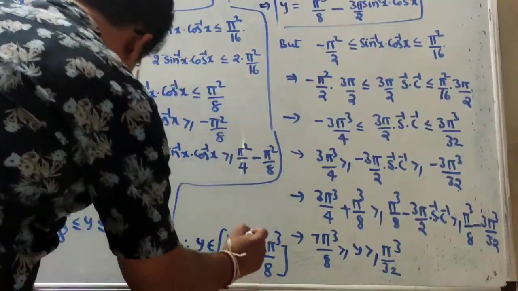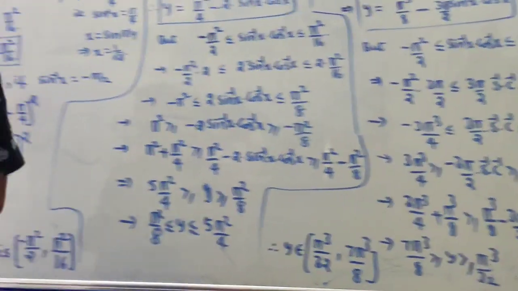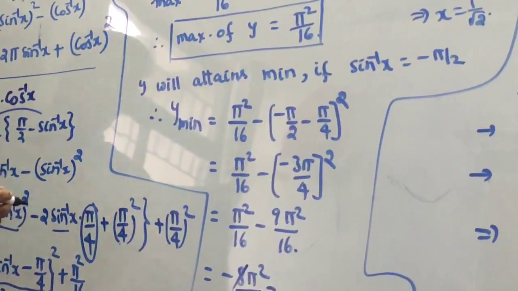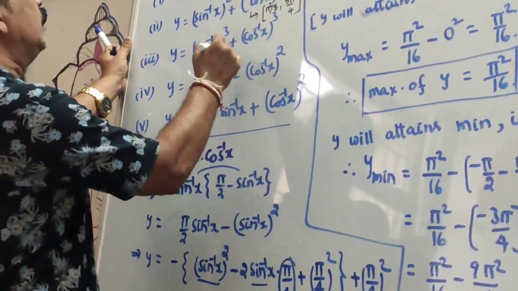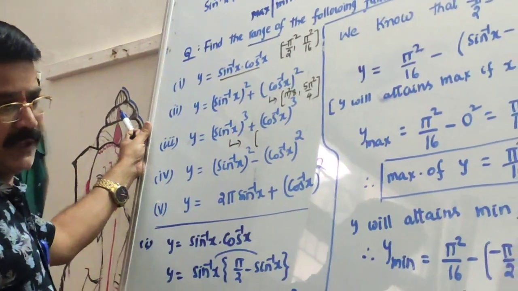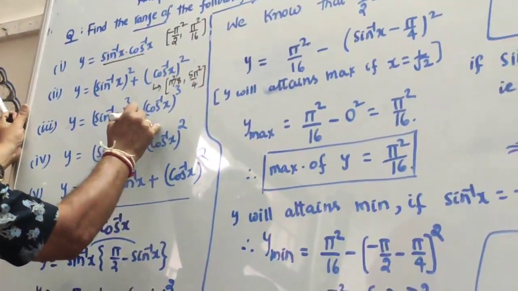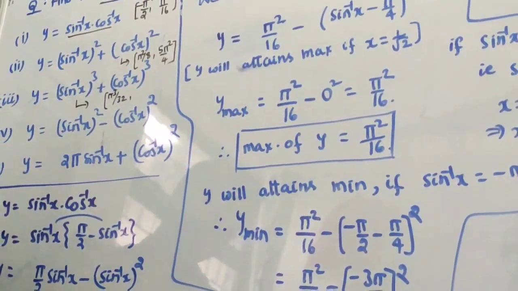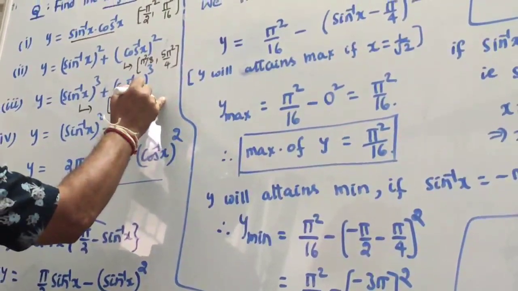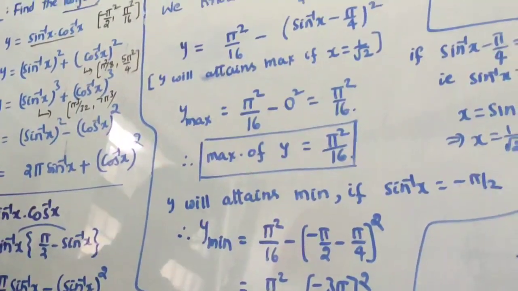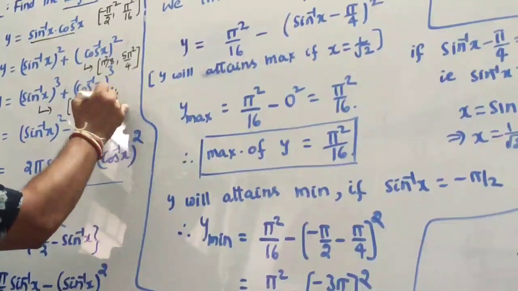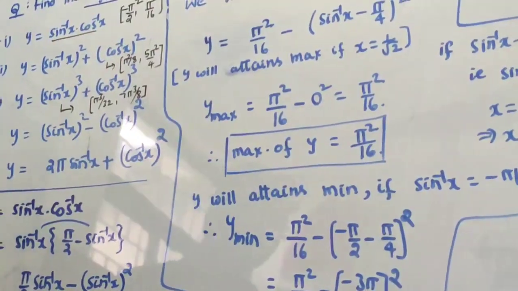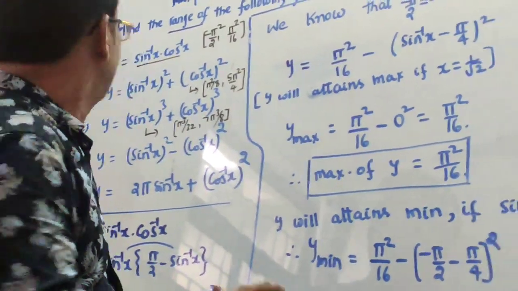Of course it is the range. One minute, you come here. So for question number 3, what is the range? Closed interval of pi cubed by 32 comma 7 pi cubed by 8. This is for the third question. Later we deal with the fourth question.